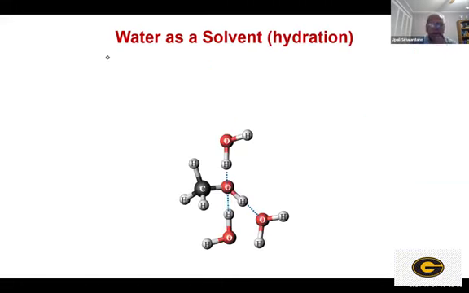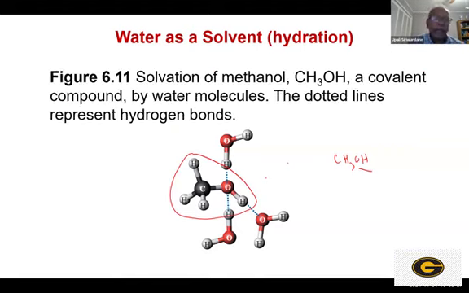One reason water is a good solvent: if you look at the methanol molecule here, methanol is CH3OH. There's an OH bond that can hydrogen bond to water. Therefore, methanol dissolves well in water, as a polar molecule. The lines are drawn here to show the hydrogen bonding between methanol and water.